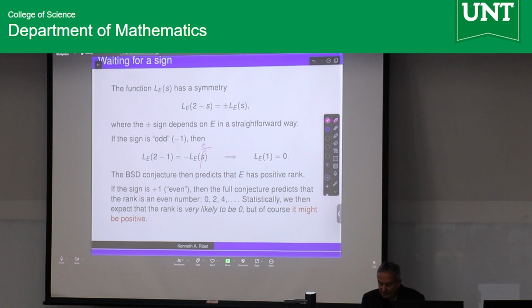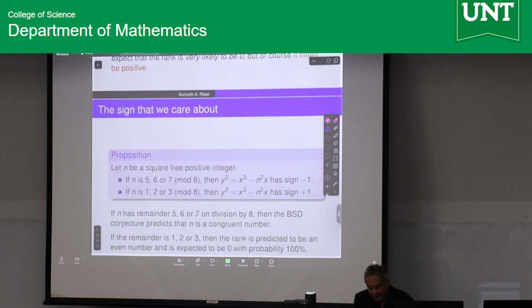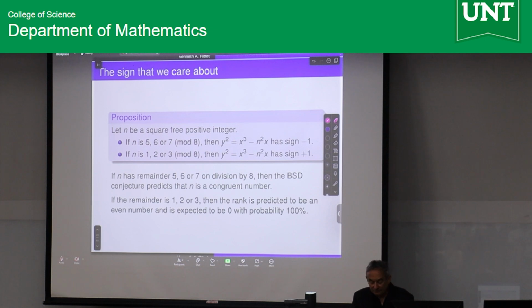So if you believe the conjecture, then when the sign is minus, you have positive rank. If the sign is plus, then you have even rank. And positive rank, not only positive, it's positive and odd, but the takeaway is just that it's positive. And if you apply this calculus, as we'll call it, to the congruent number problem, then you'll discover that the sign depends on the remainder on division by 8.